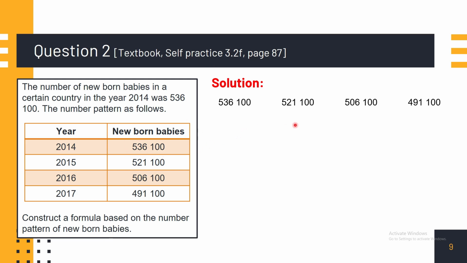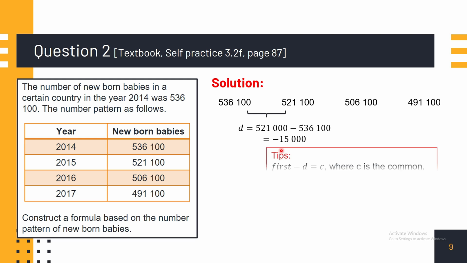Okay, we arrange like this, and then what will we do next? We determine the difference, the d. d is the difference between these two values. It must be the second minus the first. Then you will get negative 15,000. So d is negative 15,000. This is the tip just now.